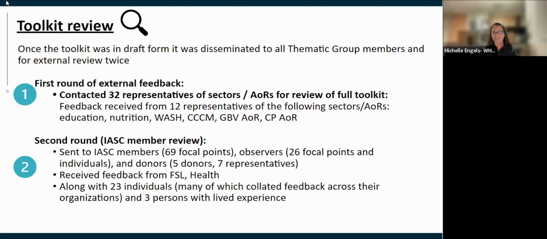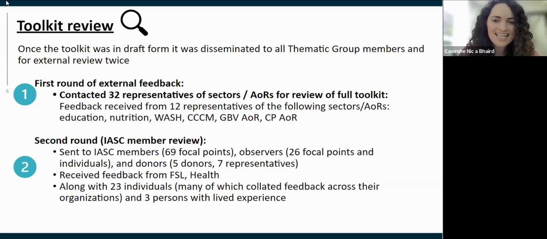And we developed the second draft of the toolkit and disseminated it again to the sectors and AORs, but also to the IASC members, observers, and donors mailing list. So we received feedback from 23 individuals, and many of them collated their feedback across their organization. So we got broad representation, and that also included three persons with lived experience of a mental health condition, which is important because we included a tool capturing their perspective as well in the toolkit. So I will hand it back to Quiver at this point.